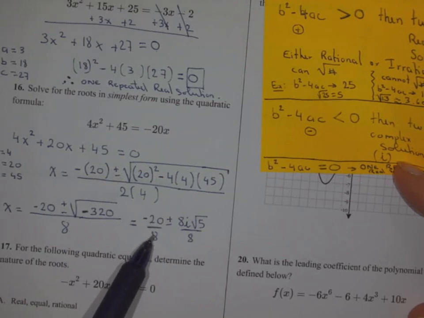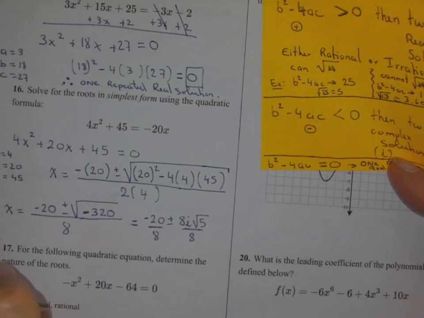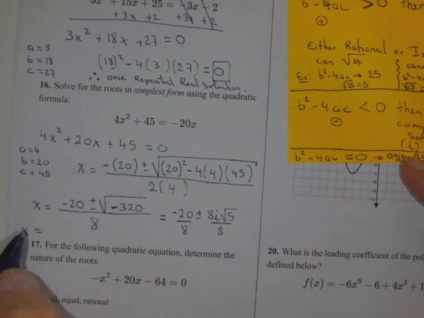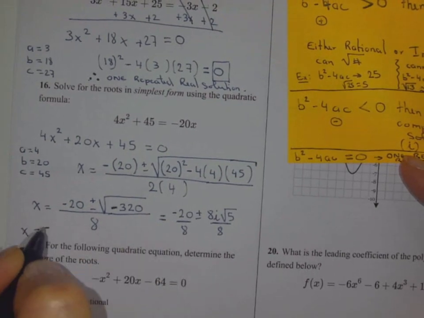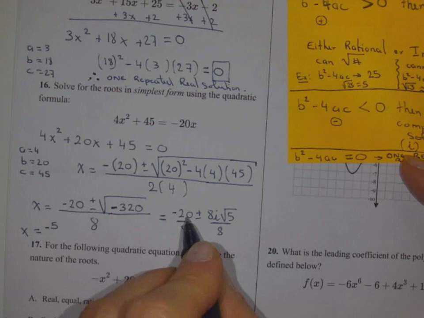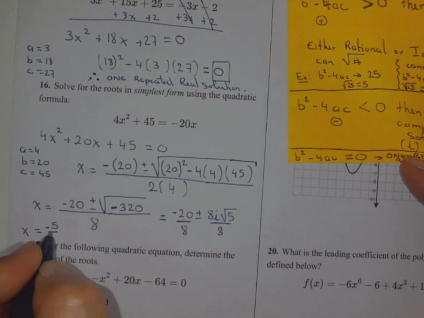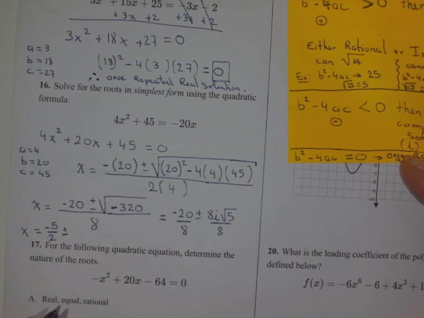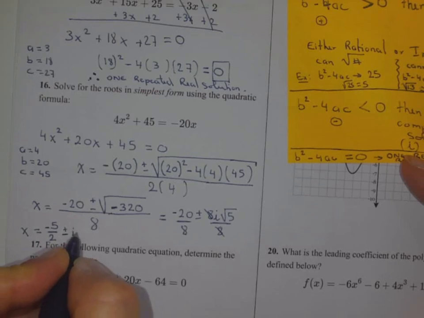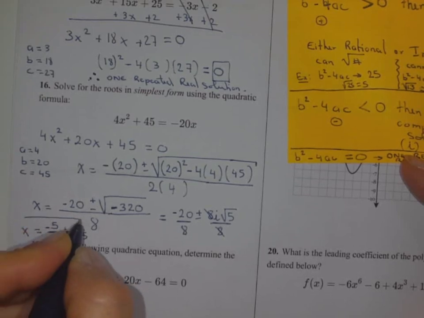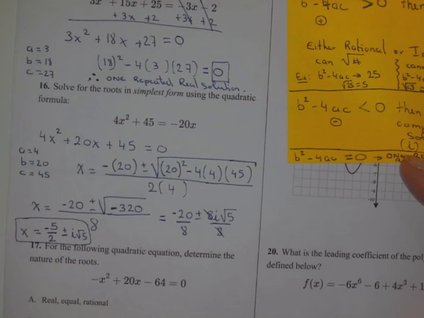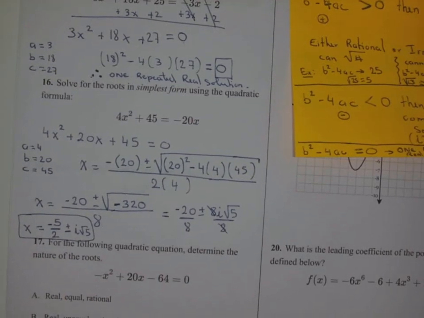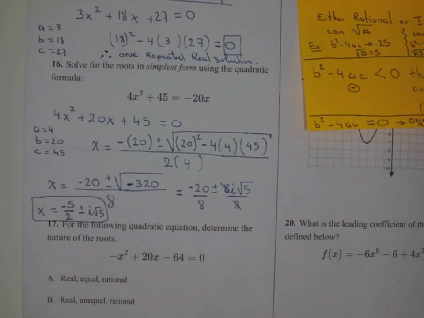8 and 20 both have a factor of 4, so I can divide them both by 4. So that will give me x equals negative 5, right? Because if I divide by 4, I get 5. Divide that by 4, you get 2. So negative 5 over 2 plus or minus 8 over 8 cancels. I have my i square root of 5. And that will be our solution. Oh, I don't know if you saw that. I hope you see that now.